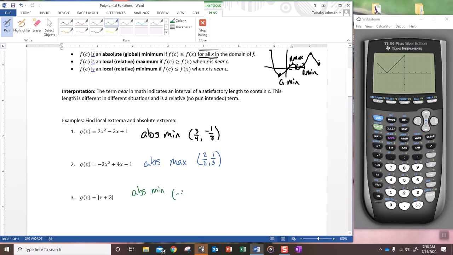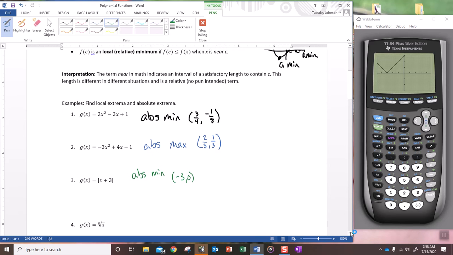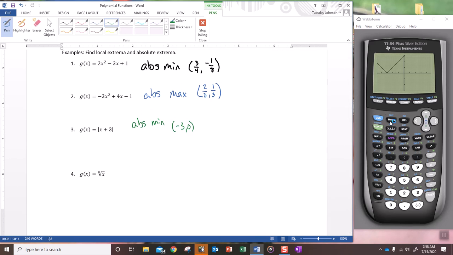At -3, 0. Fantastic. The last one, let's graph the cube root of x. We could do this in a couple of different ways. If you go to math, you could come down here and get cube root of x. You could also use x to the 1/3 power.